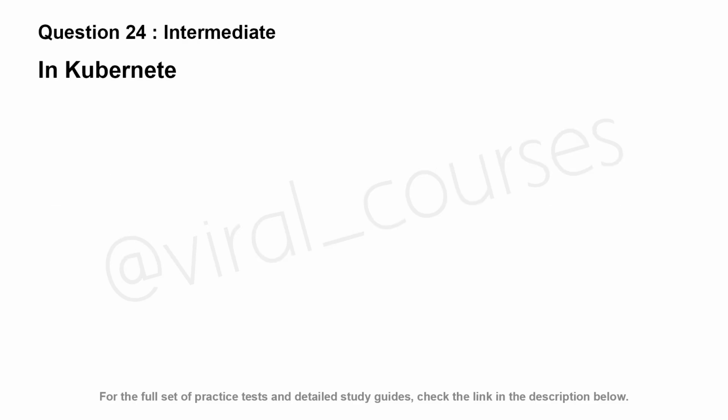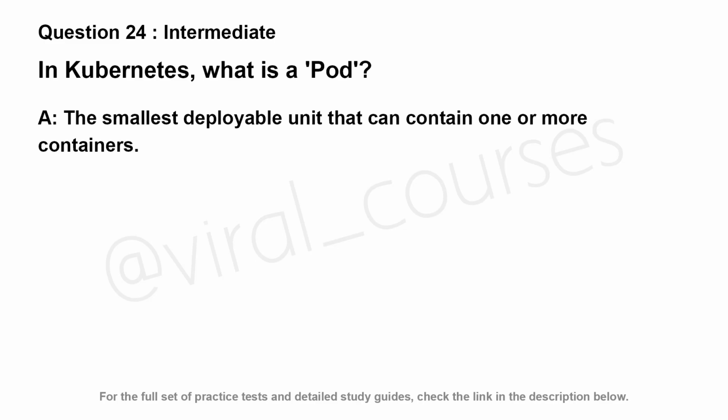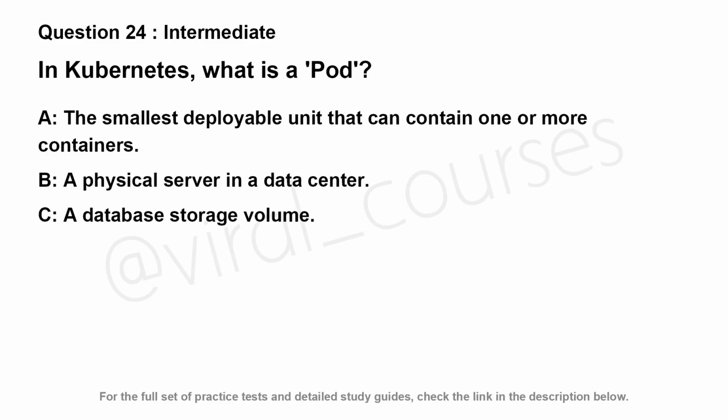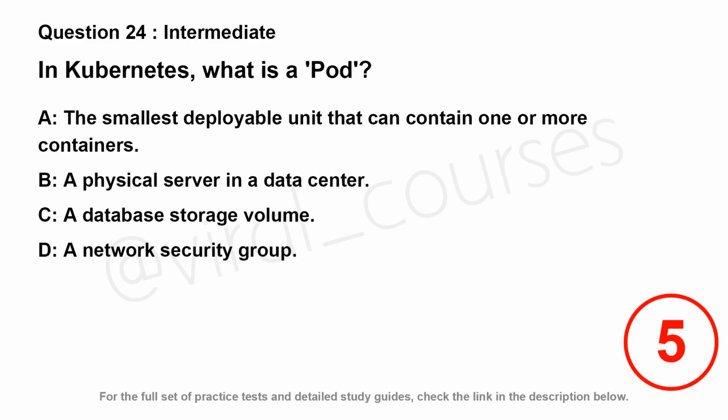In Kubernetes, what is a pod? Option A, the smallest deployable unit that can contain one or more containers. Option B, a physical server in a data center. Option C, a database storage volume. Option D, a network security group.